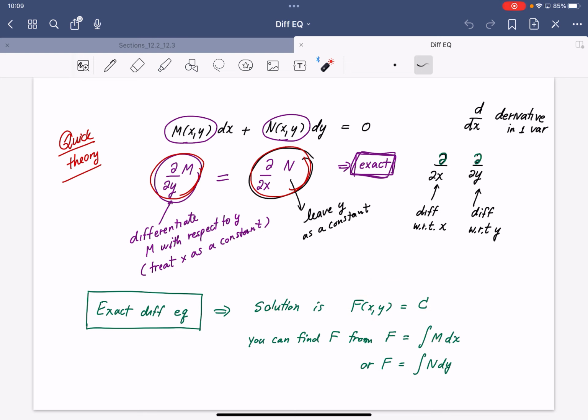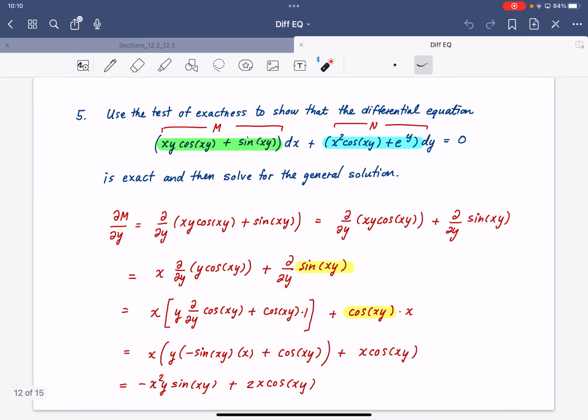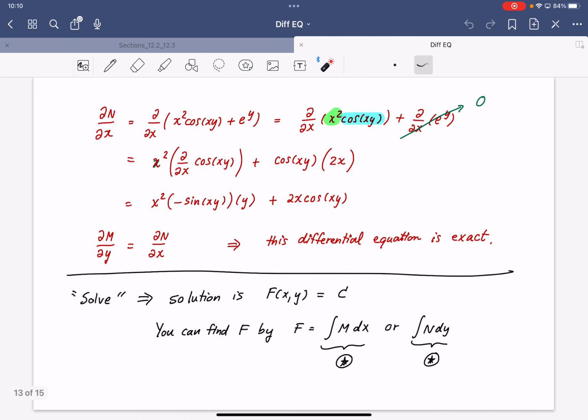When I say differentiate M with respect to y, it means you differentiate with respect to y, but you treat x as a constant. When I say differentiate with respect to x, you treat y as a constant. Sometimes you're gonna see the case where you differentiate M with respect to y and N with respect to x, and if they are not equal to each other, you can fix it a little bit by using the integrating factors.